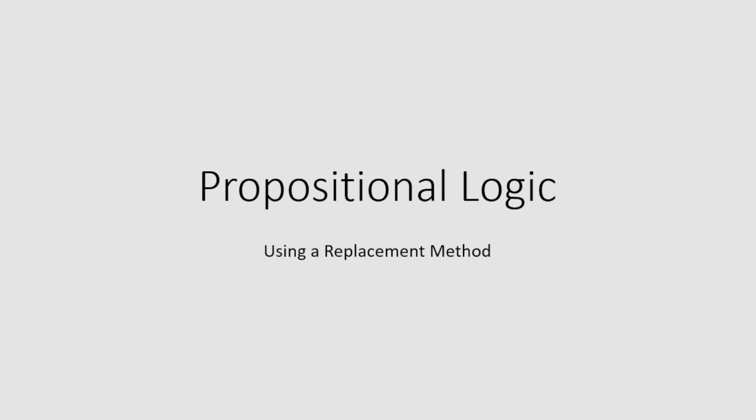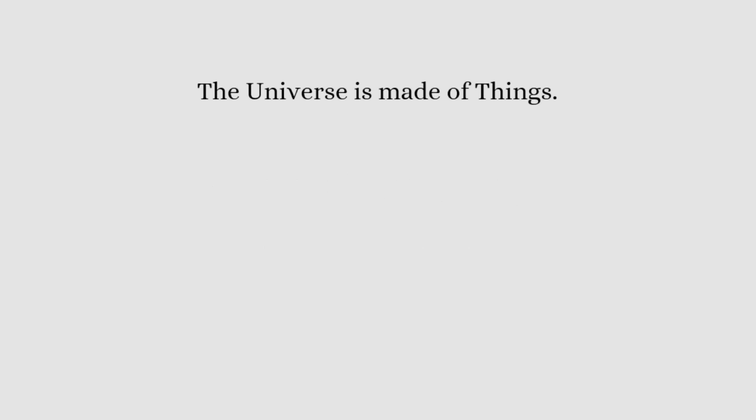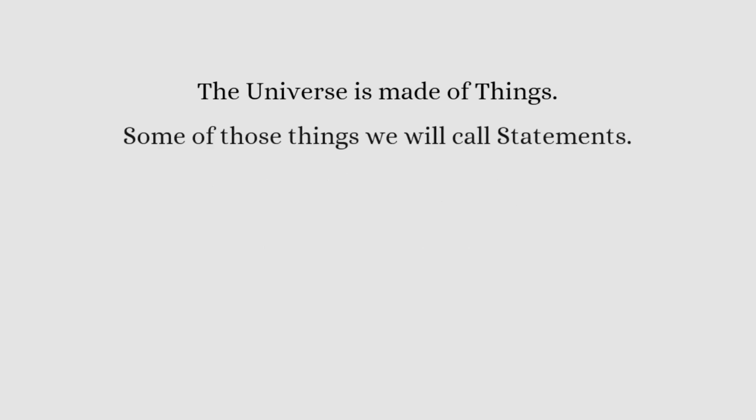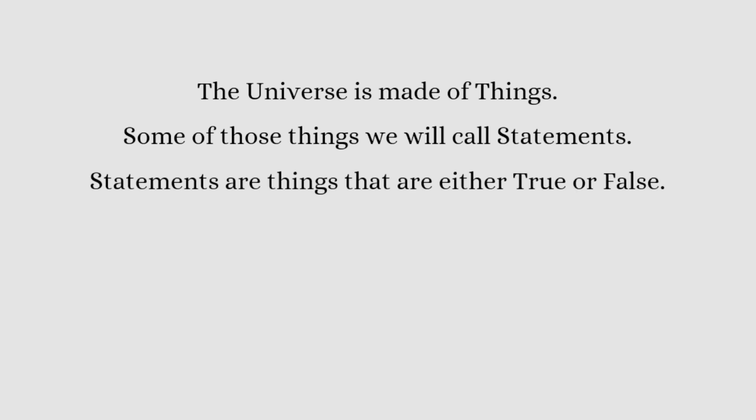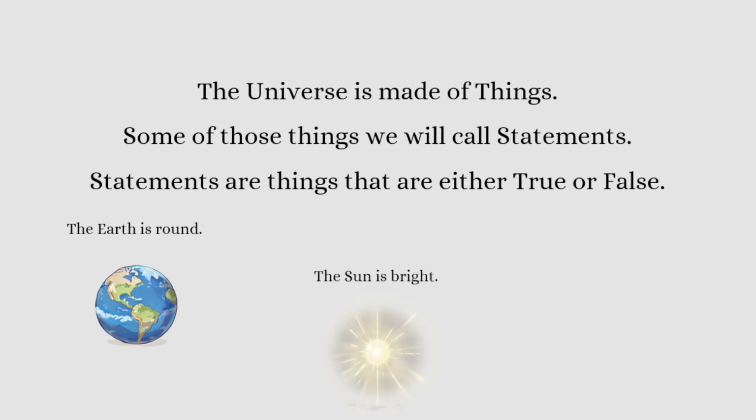And I do like to start things off with a parody of the first few lines from Lewis Carroll's Symbolic Logic. The universe is made of things, and some of those things we will call statements. Statements are things that are either true or false. For example, we could say the earth is round, the sun is bright, unicorns exist. Any of these things are things that are either true or false.